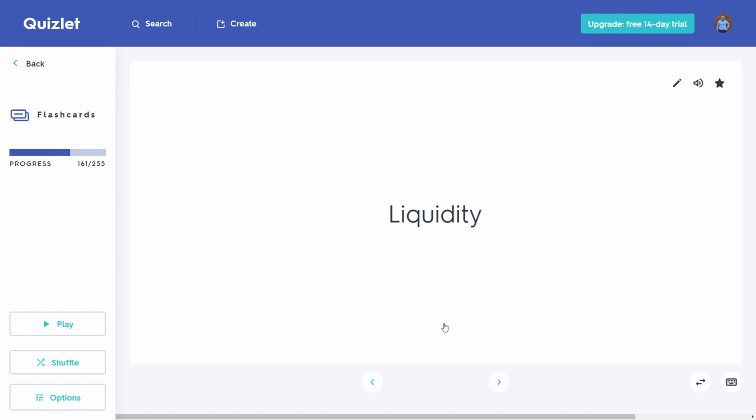All right, next one, liquidity. What is liquidity? So again, think of this in terms of real estate investing. I'll give you guys a few seconds to think this one over. All right. So, liquidity. What do you guys know about liquidity?